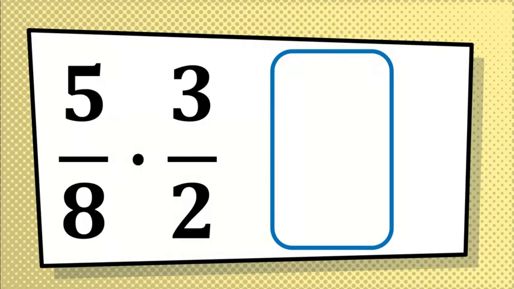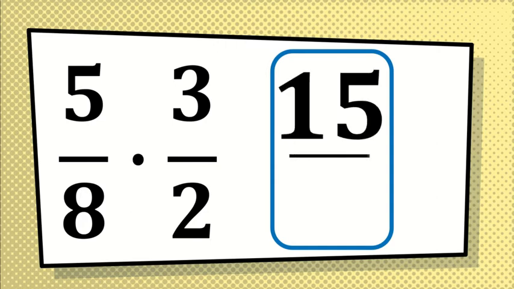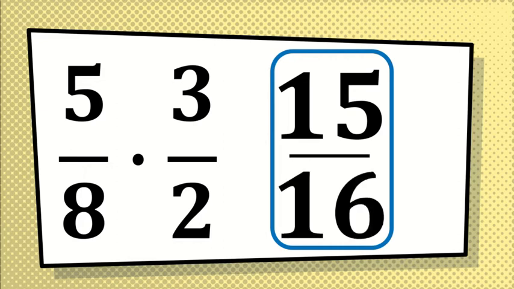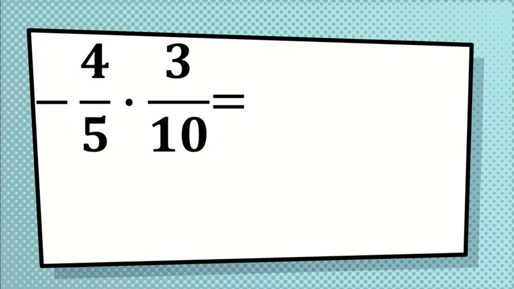Next, we have 5/8 times 3/2. In our numerator and denominator, there is no common, so we cannot cancel the numerator and denominator. So we will just multiply the numerators. 5 times 3 is 15, and then 8 times 2 is 16. Our answer will be 15/16.